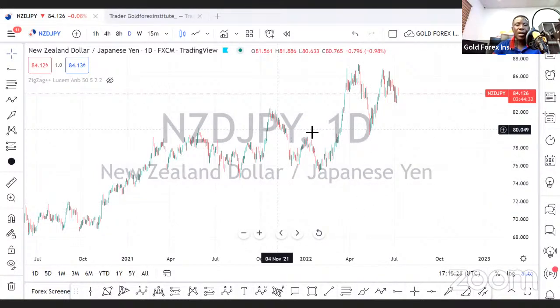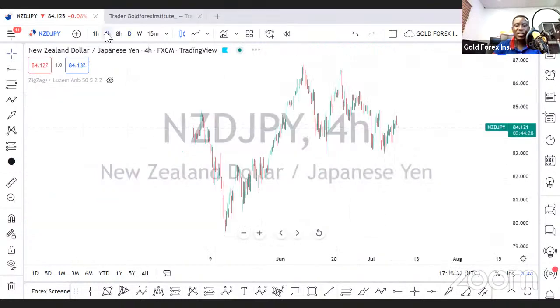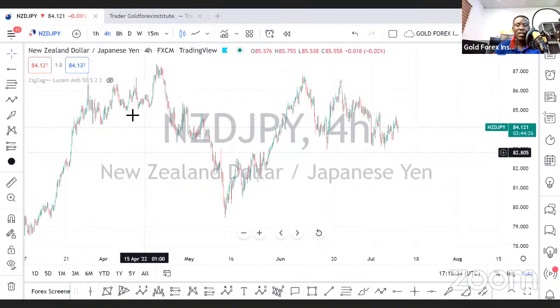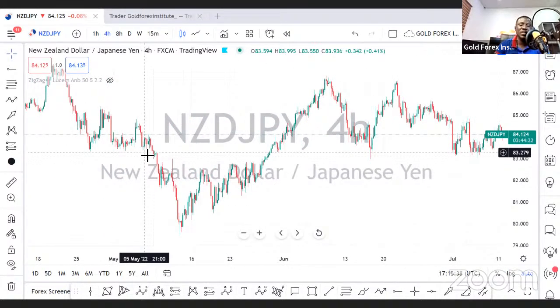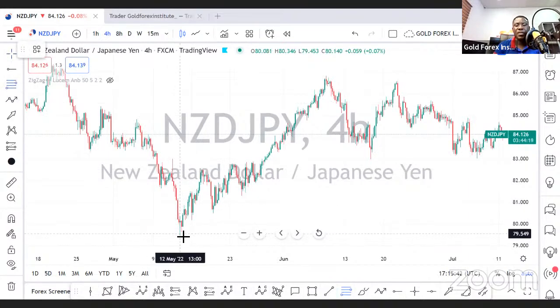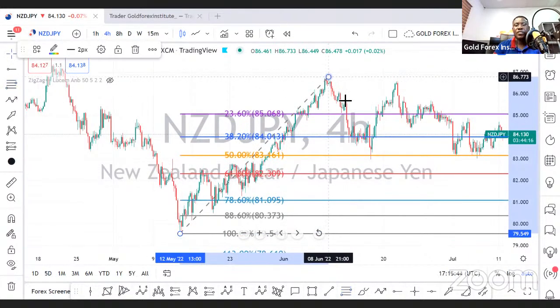Okay, now let's expatiate the chart. Let's open the chart and see. We are still bearish on NZDJPY, right? Now, this is the chart. So we put our fib over here. Now, it ended at 50 fib.